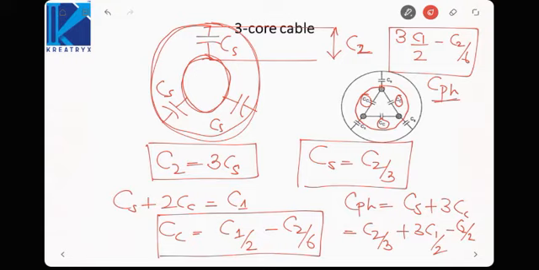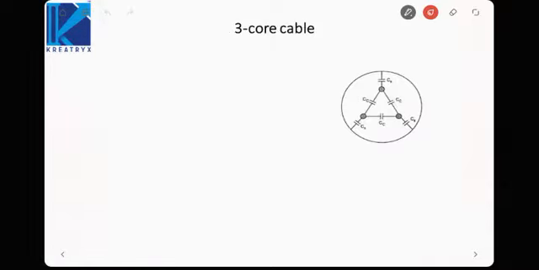Okay. But let us take another case. Now what we do is, we connect one core to the sheath and we measure the capacitance between the remaining two cores. Let me call it C3. Then what will happen? If this core is connected to sheath, concentrate on these two capacitances. This terminal is common. This terminal is also common by means of sheath. So both these capacitors are connected in parallel.